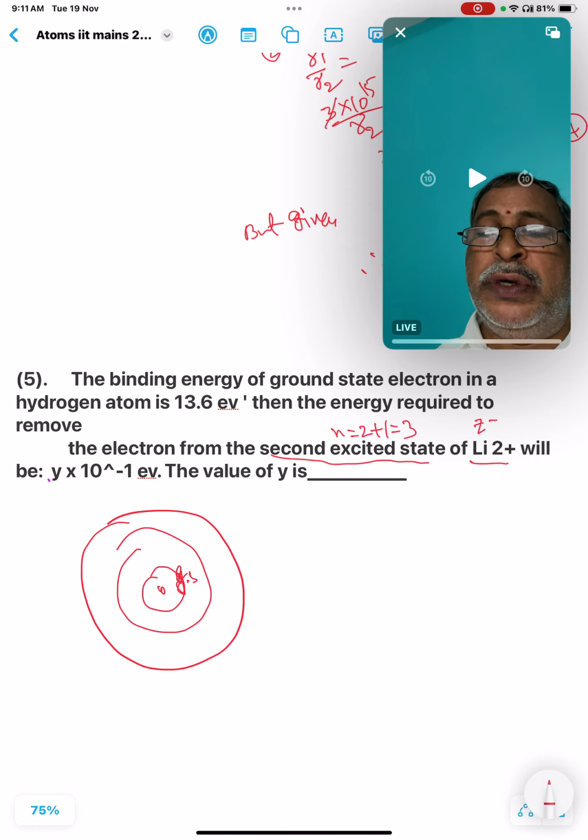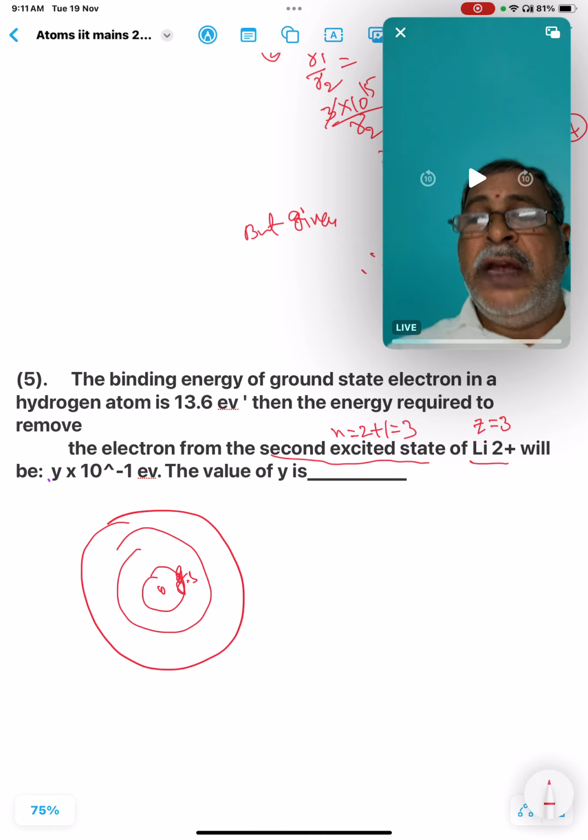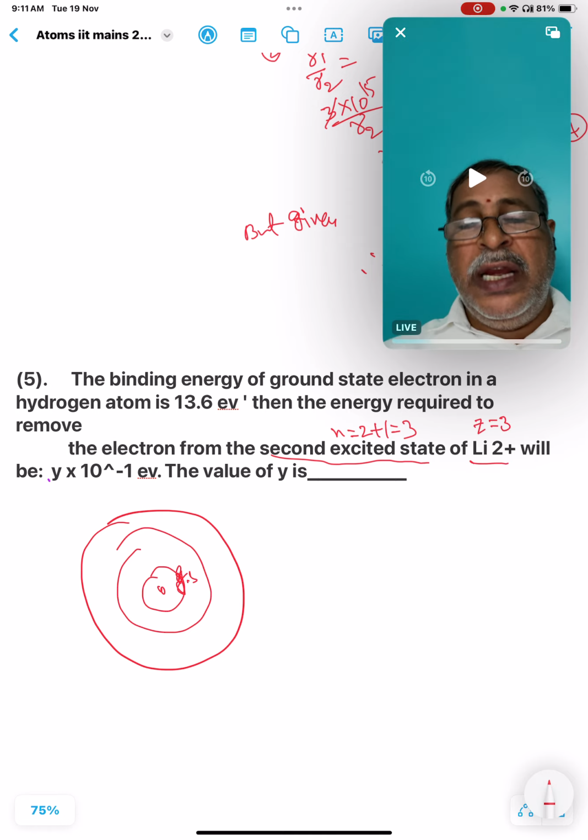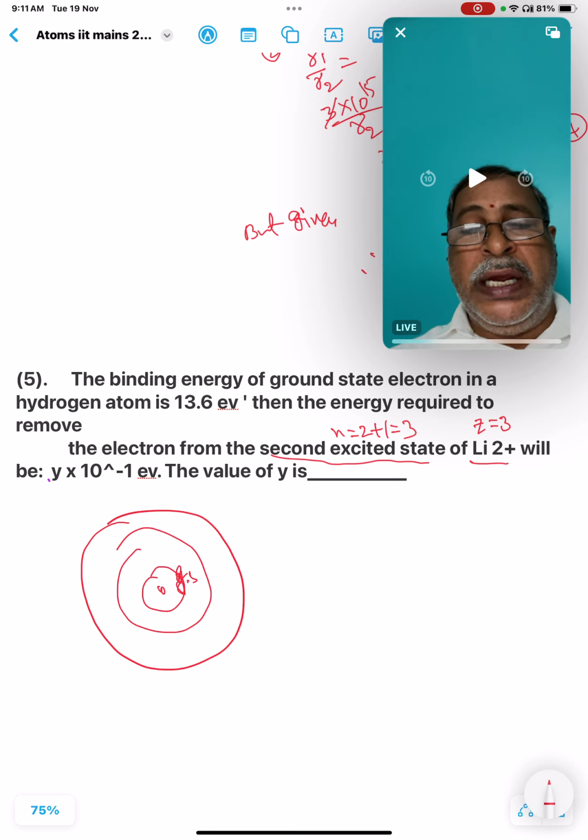If it is hydrogen, Z equals 1. If it is helium, Z equals 2. If it is lithium, Z equals 3. So the atomic number is also given. That energy they are asking.